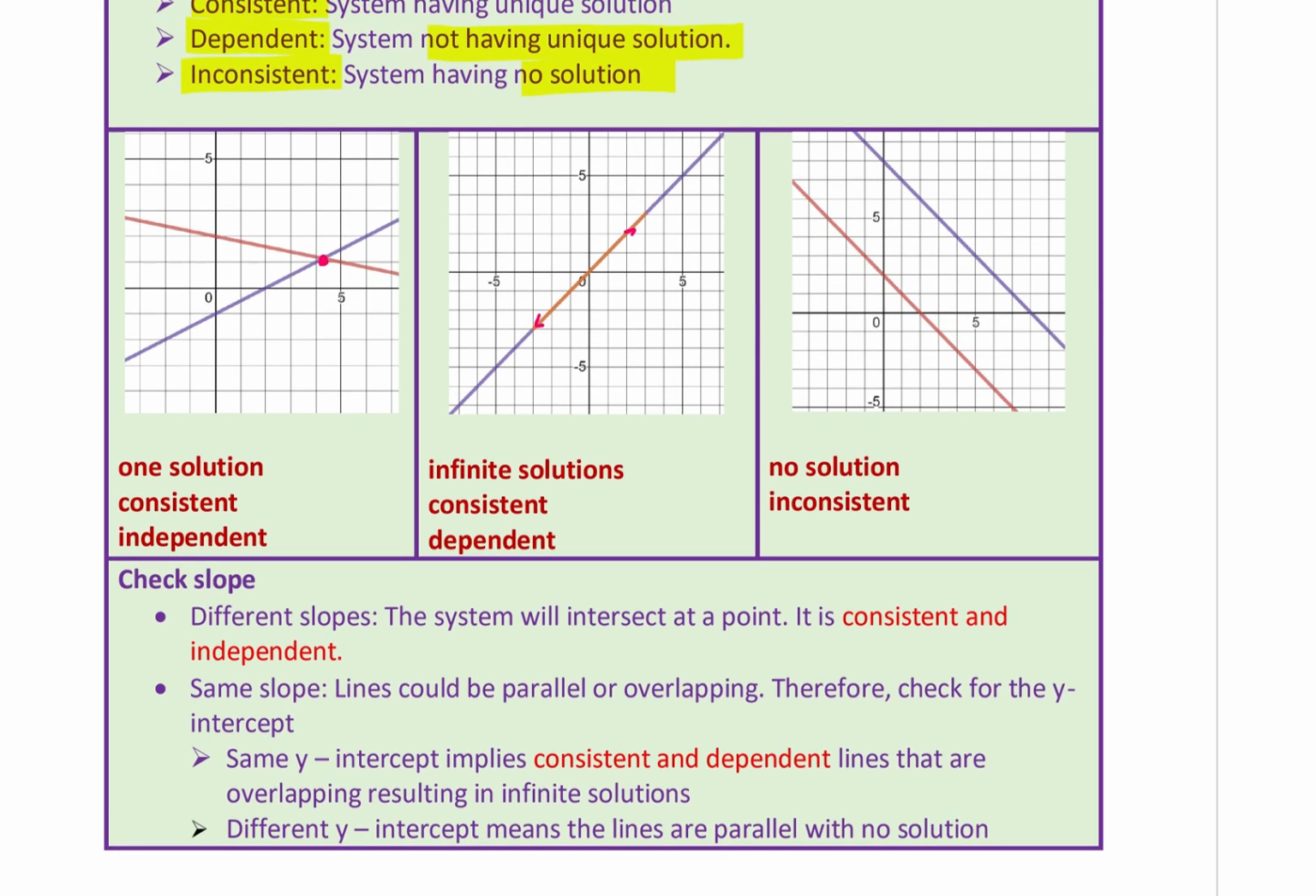And the key to find how many points of intersection there are is different slopes. The systems will intersect at a point and will be consistent and independent. With the same slope, lines could be parallel or overlapping. Therefore, check for the y-intercept. Same y-intercept implies consistent and dependent, lines are overlapping, resulting in an infinite number of solutions, and different y-intercepts mean that they are parallel with no solution.